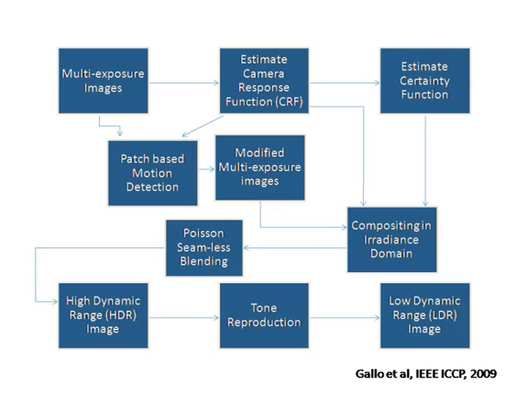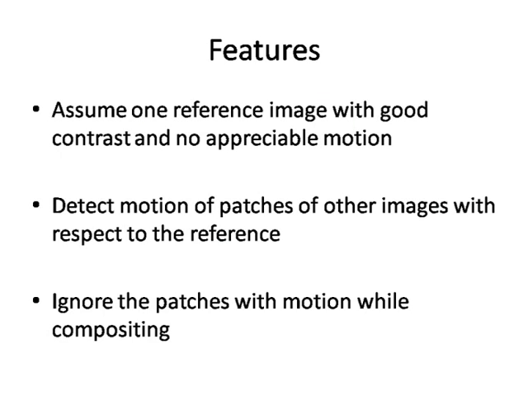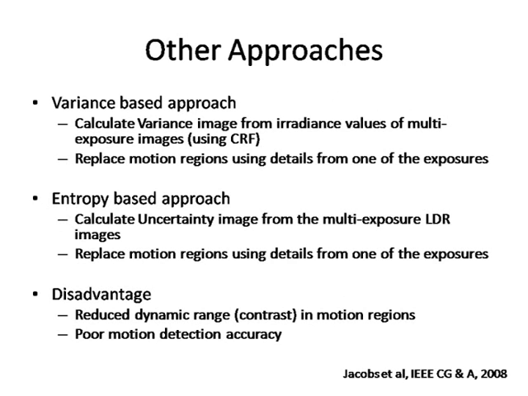This method enables one to create an artifact-free high dynamic range image when the camera response function is known. This is achieved by assuming one reference image and detecting relative motion in other images. While compositing, patches which show appreciable motion are ignored. Other approaches described in Jacobs et al. require one to compute variance or entropy across multi-exposure images. As the motion regions are replaced by detail from only one of the multi-exposure images, these approaches lead to reduced dynamic range and contrast apart from providing poor motion detection accuracy.